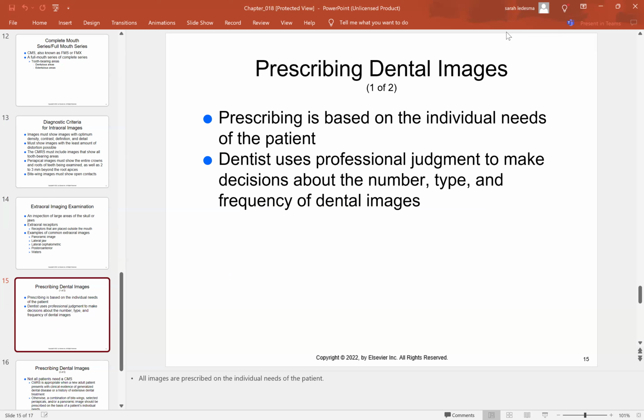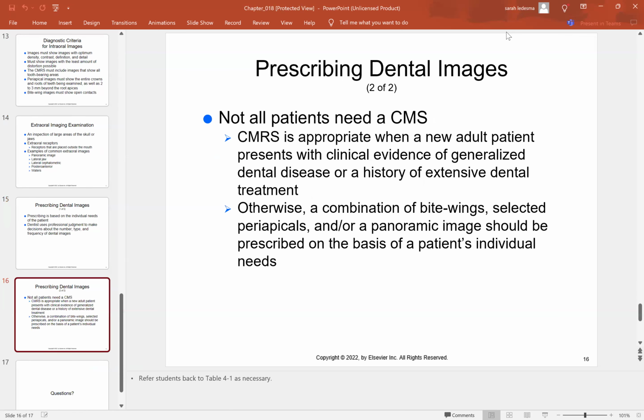Prescribing dental images. This is based on the individual's needs. The dentist uses professional judgment to make decisions about the number, type, and frequency of dental images. Not all patients will need a CMS.